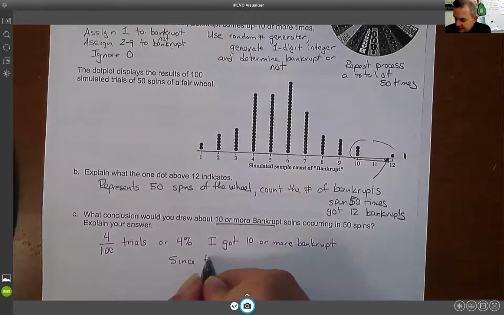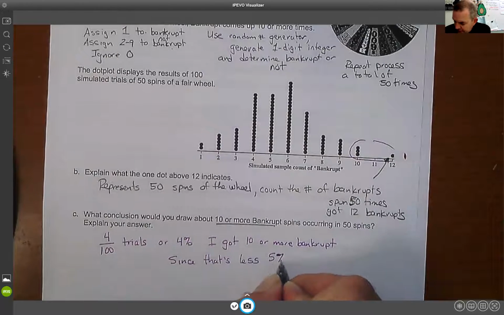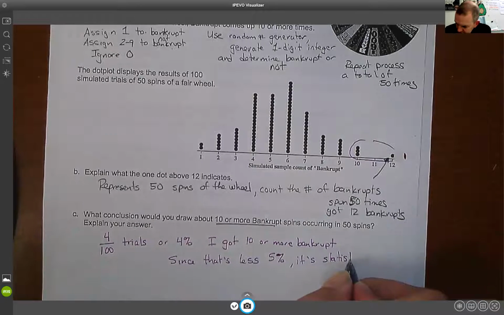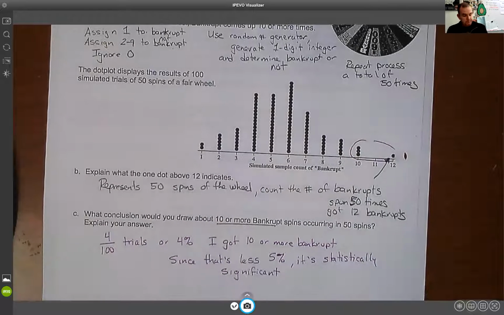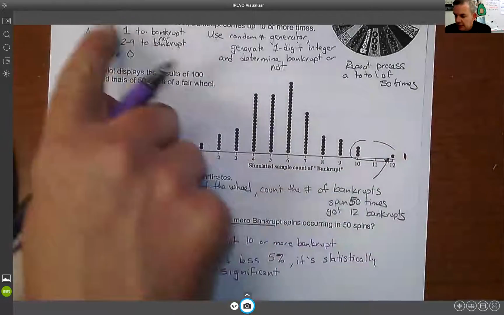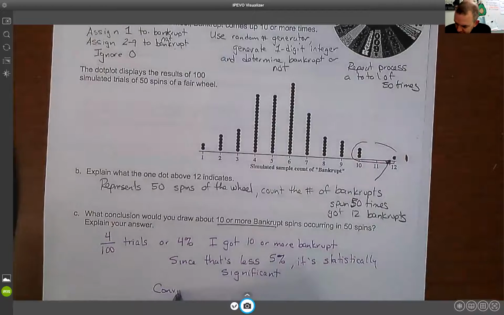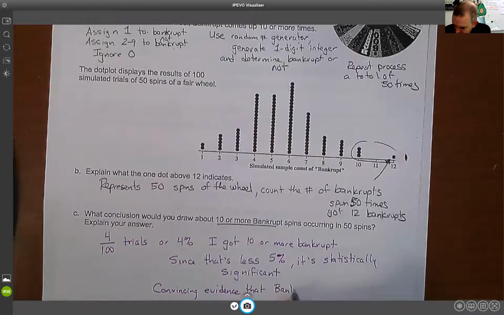Since that's less than that 5% magic number we have, it's statistically significant. What that means is the following. Something may be up with the wheel. That does seem unusual. In this, we would have convincing evidence that bankrupt came up more than it should.